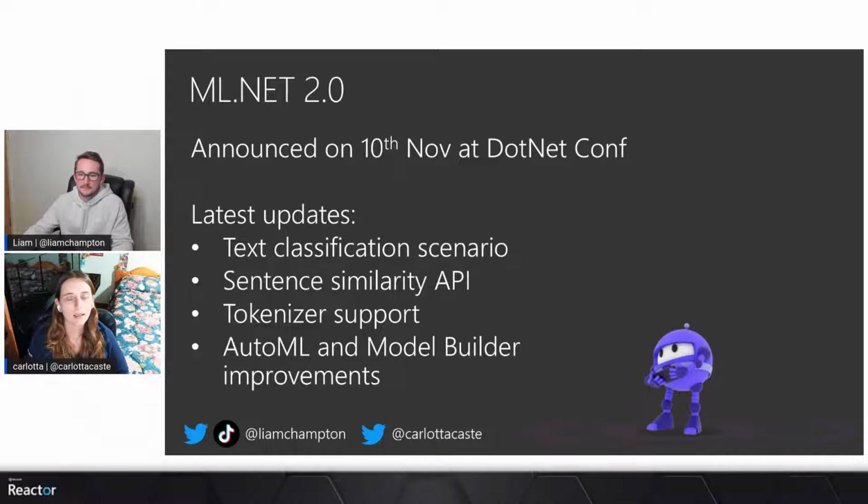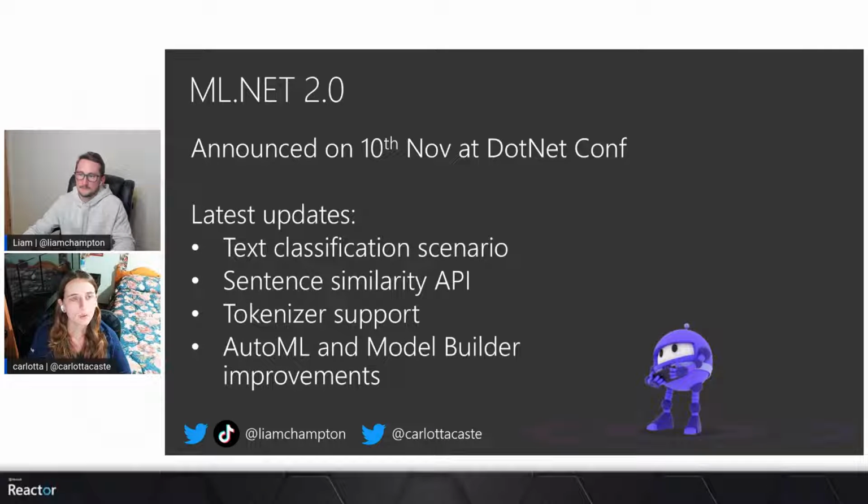The latest updates announced include the text classification scenario in Model Builder. Text classification, again, we will see it in more detail in the next episode, but it's a machine learning scenario in which you can categorize a text. For example, if you want to categorize a text with a sentiment, positive or negative, you can use text classification. So this is available now in Model Builder.